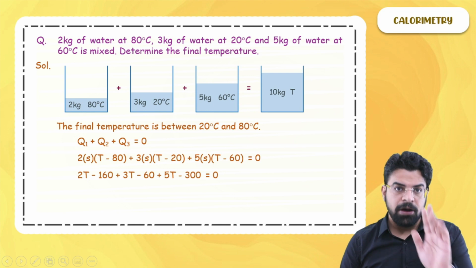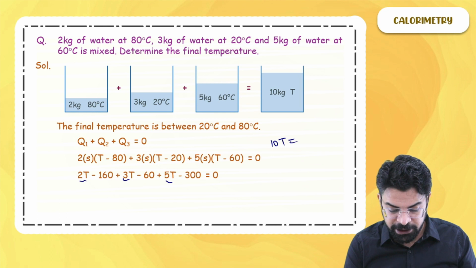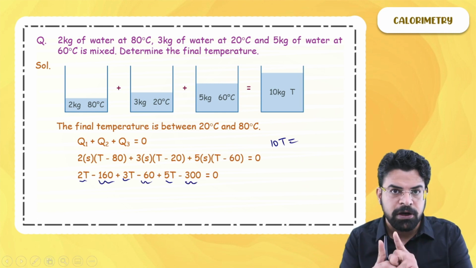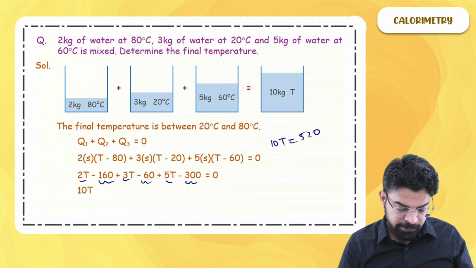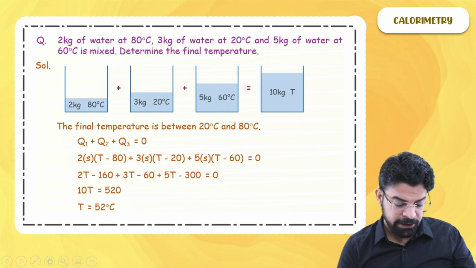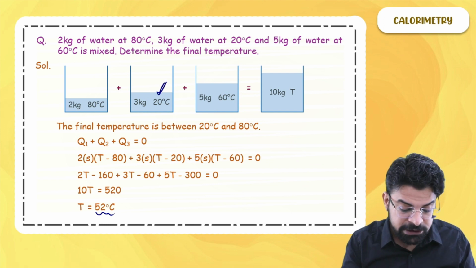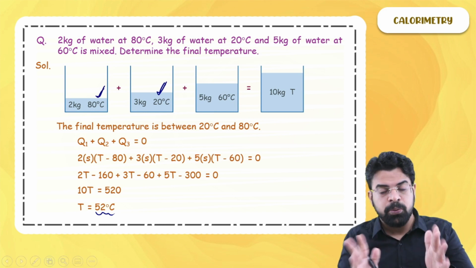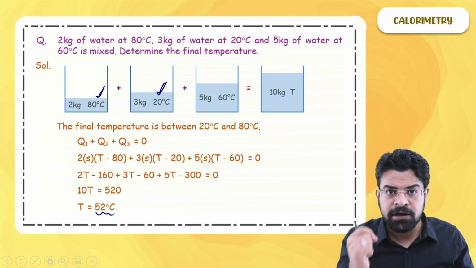Bring the terms of T on one side, keep them on the left side. So 2T plus 3T plus 5T. On the left hand side you get 10T equals 160 plus 60 plus 300. So 160 plus 60, 220, 220 plus 300, that will be 520. So the final temperature comes out to be 10T equals 520, or T comes out to be 52 degrees centigrade. Notice that the final temperature of 52 degrees centigrade is more than the lowest temperature 20 and is less than the highest temperature of 80. It lies between the range. Always check this. This helps you to not do small errors in the paper.